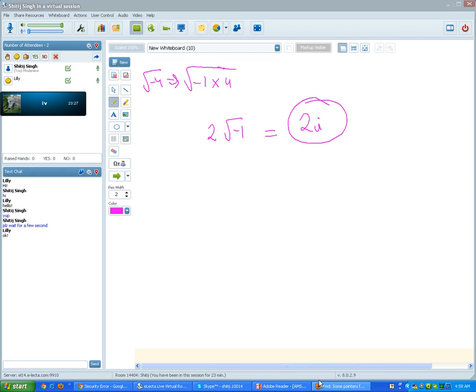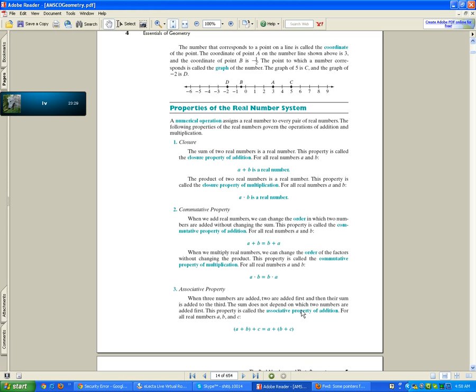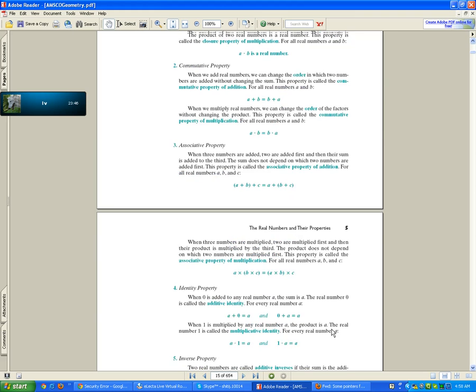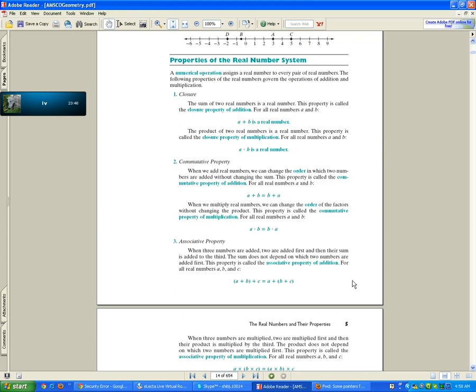Okay. So this we will go into detail when we get to the complex number system, okay? But just now we have to do the numerical operations. A numerical operation assigns a real number to every pair of real numbers. So basically I told you 5 basic properties. Can you tell me the 5 basic properties of the real numbers? Yeah, properties of the real number system?